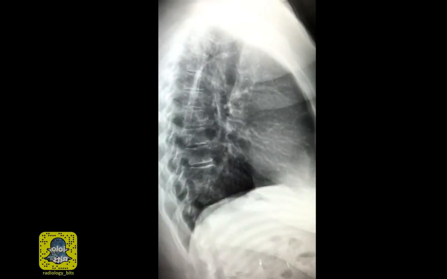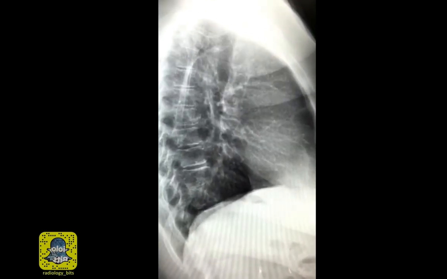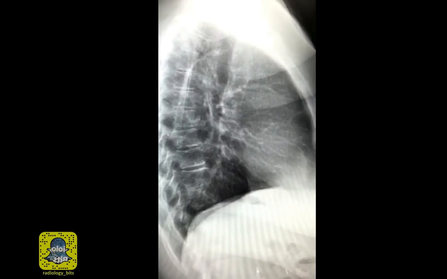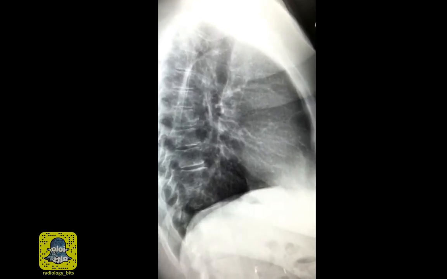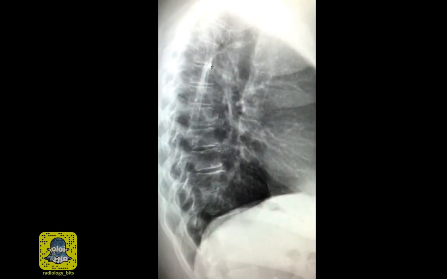The finding on the lateral chest X-ray is not easy to see. However, seeing it is important. Once we see this finding together, I will emphasize the teaching point that I want to convey from today's case. One of the important landmarks to look at on a lateral chest radiograph is the spine.